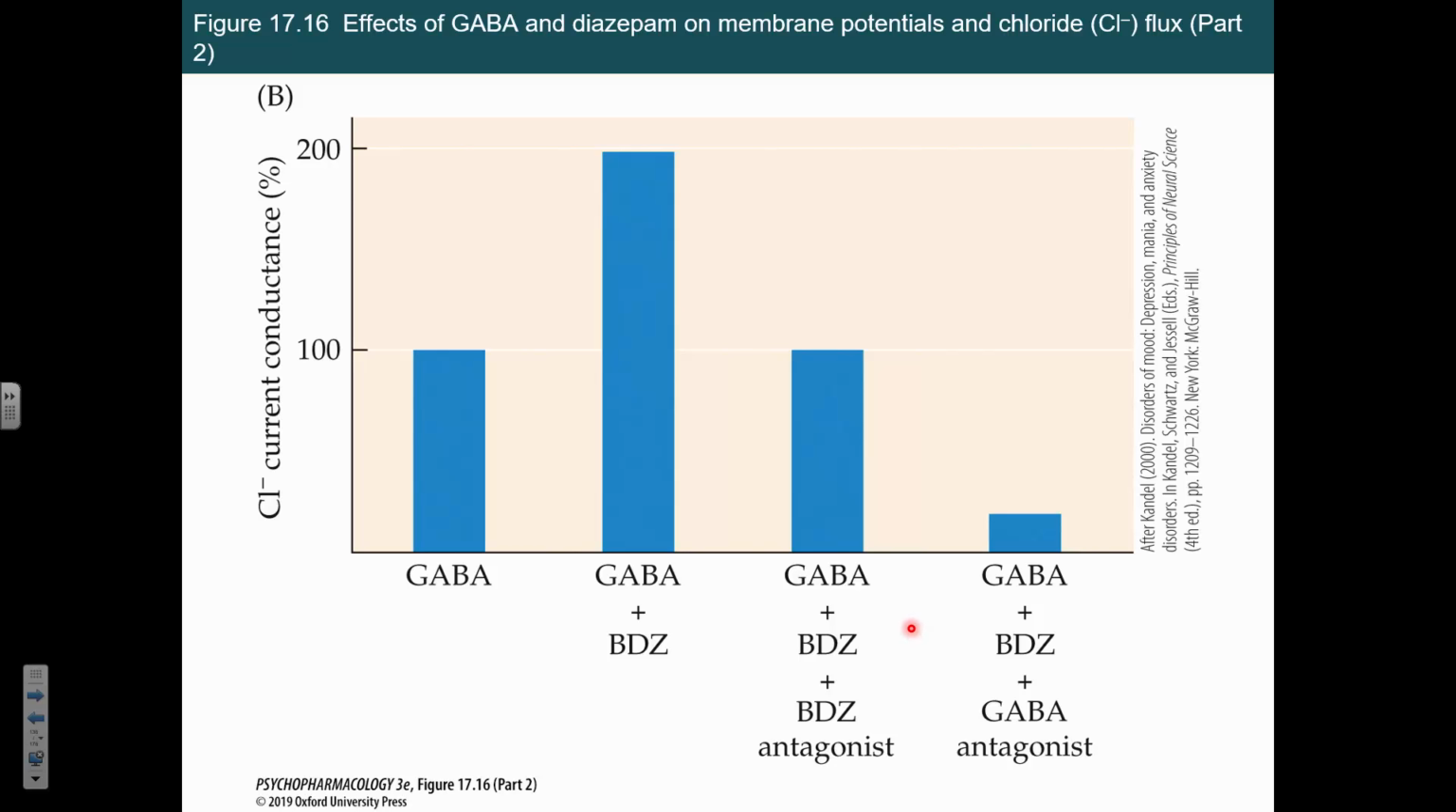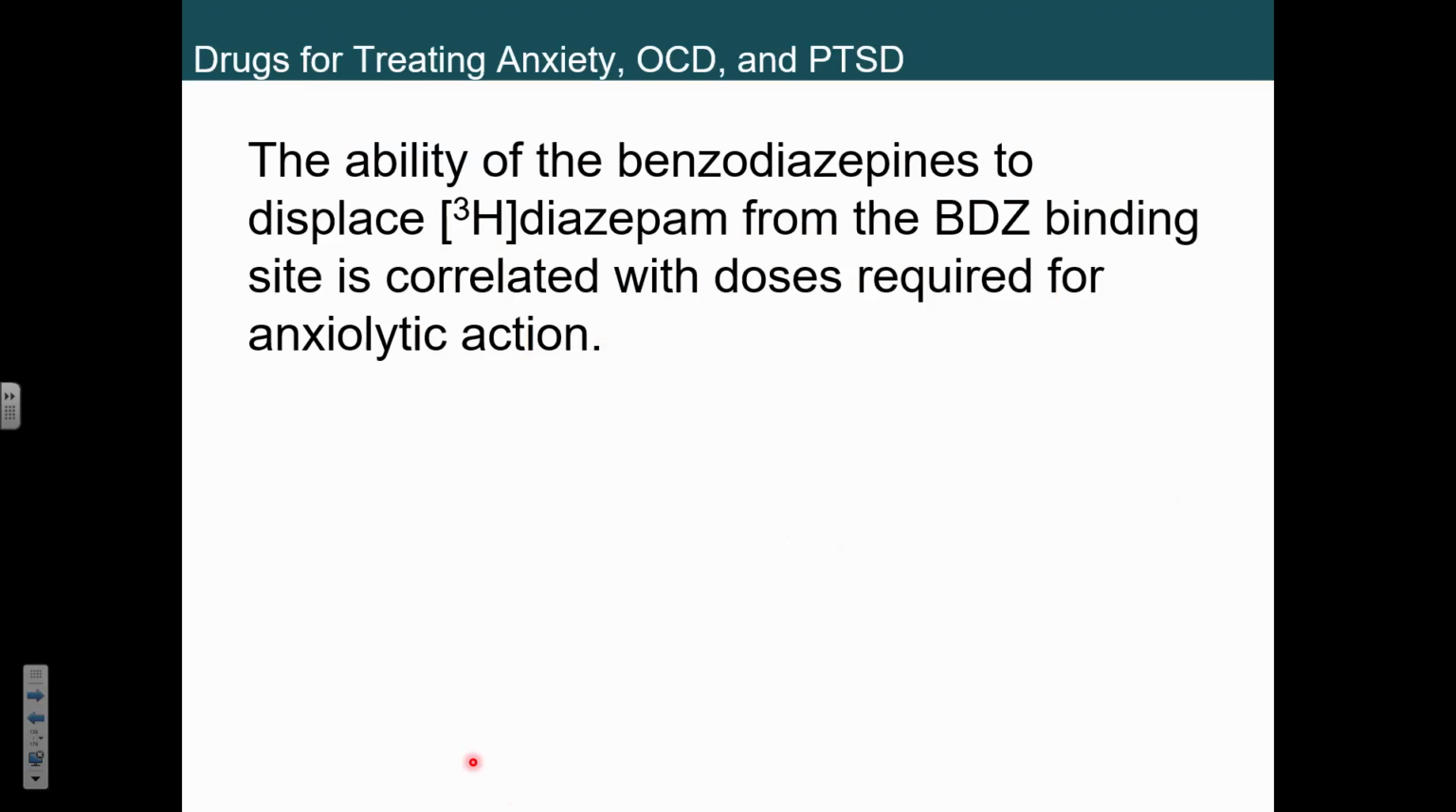But then if you take GABA and you give them a benzodiazepine, and then you give them a GABA antagonist, you have a massive reduction. So this is showing you that benzodiazepines alone cannot activate that chloride channel, right? You have to have GABA present to get that activation. So that's kind of cool.